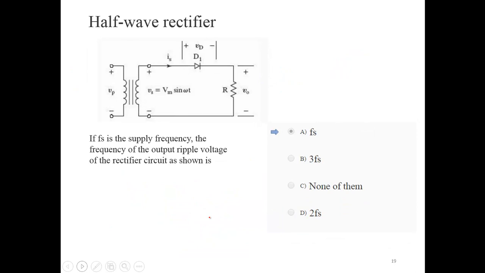The half-wave rectifier, what is this? The ripple frequency will be FS, because there will be only one pulse. If the supply is FS, that will be 1F.